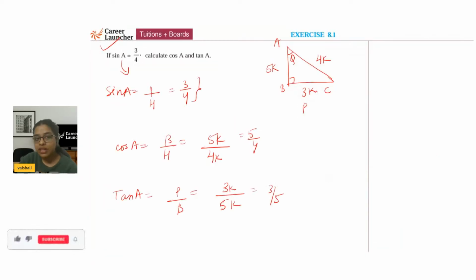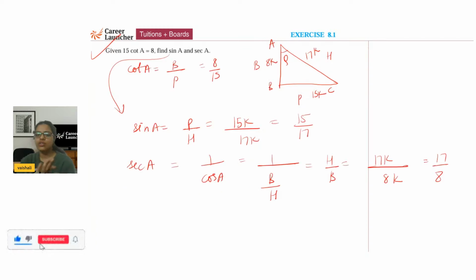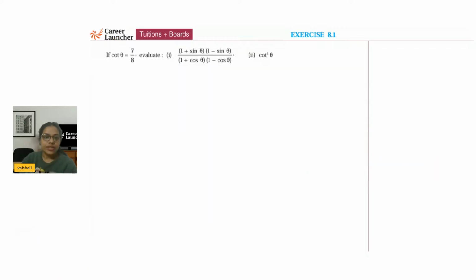So the previous question and this question are sort of similar and the process is the same. You need to make a triangle so that you can imagine, and then accordingly you calculate the value which is being asked. Now the next question is, if cot theta is equal to 7 by 8, evaluate the value of these two. We need to find the values of both.